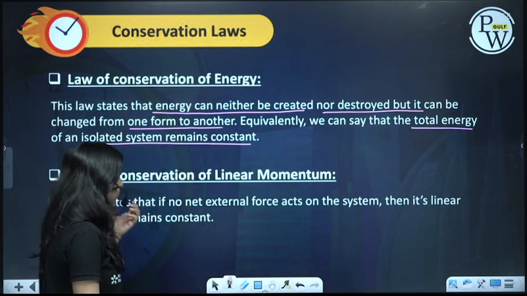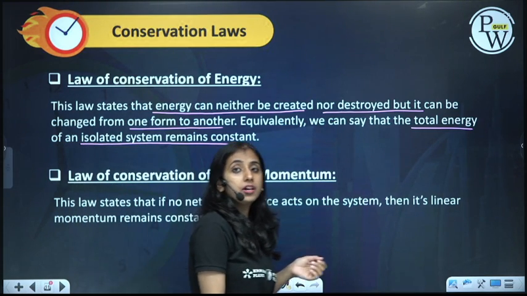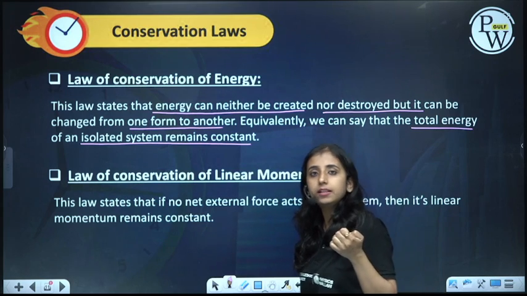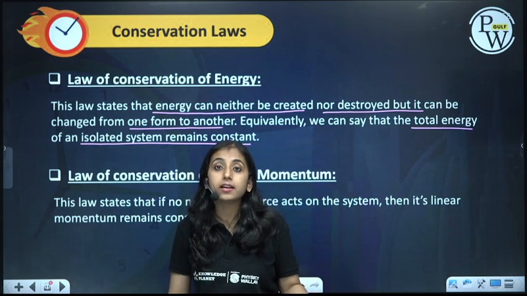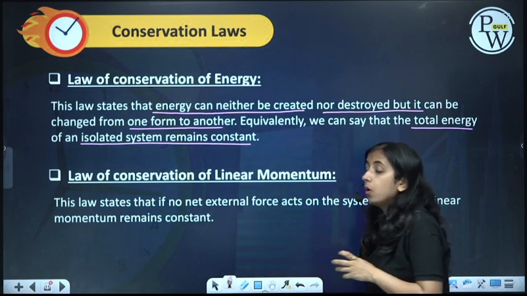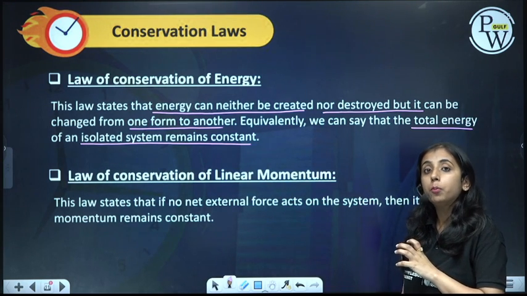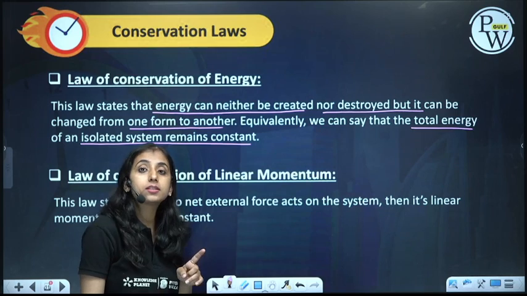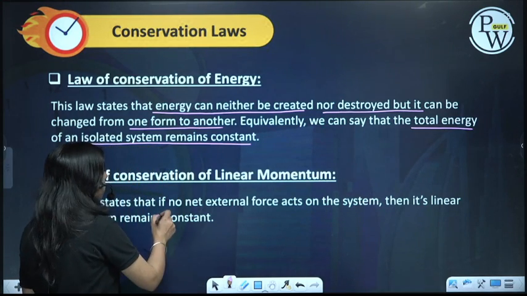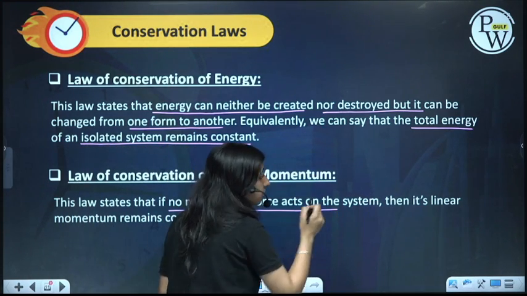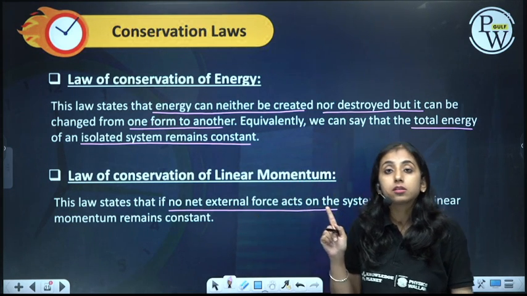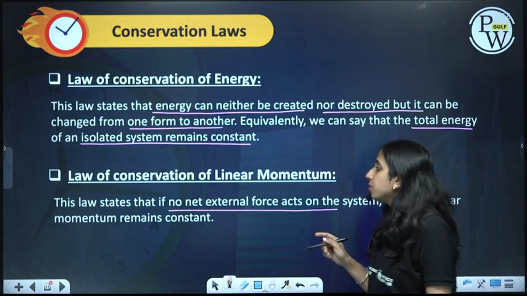Next comes the law of conservation of linear momentum. What is linear momentum? p = mv. We have studied this. What is the law of conservation of linear momentum? If the net external force acting on a system is 0, if no external force acts on the system, then its linear momentum remains conserved, or its linear momentum is constant.